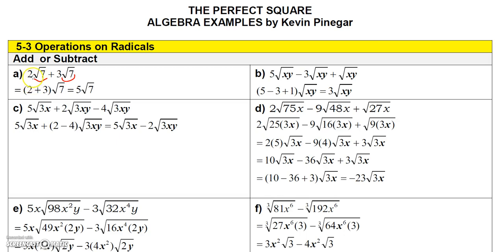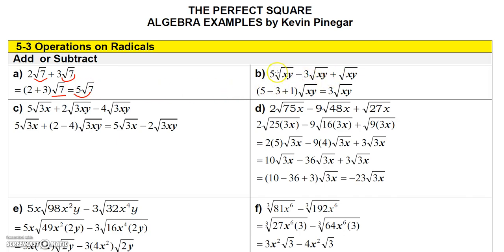You could just say, well, I've got 2 of these plus 3 of these, and that's going to give me 5 of these. But if you prefer, you can actually factor the square root of 7 out of the two terms. And when you factor square root of 7 out, you get 2 plus 3, which gives you the same thing, 5 times square root of 7.